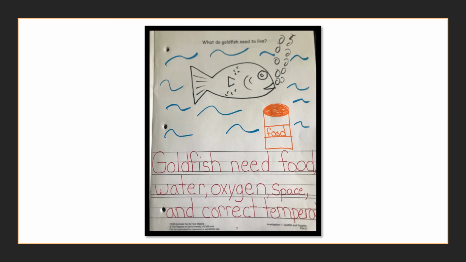Okay, at this point you should have finished your drawing. And remember, we're not artists, we're scientists, and we're looking into that natural world. So here I've just drawn a picture of a goldfish showing his eyes, mouth, gills, scales, fins, just a quick draw showing those body parts. He also has bubbles, and those are to show the oxygen in the water. I've got blue waves to show that they need water. I've got a little jar of food there. And I just wrote a little sentence about it quickly to remind me what a goldfish actually needs. So mine says, goldfish need food, water, oxygen, space, and correct temperature.